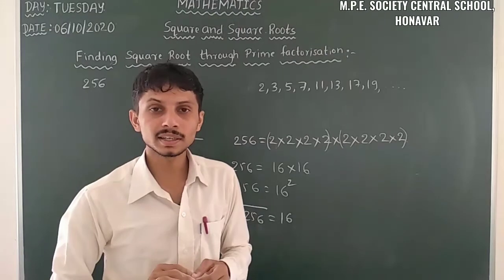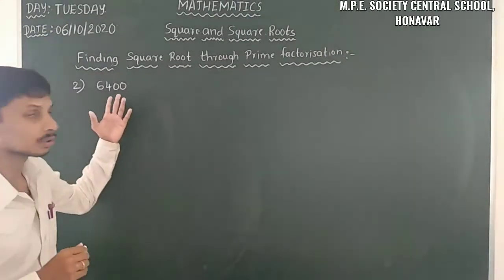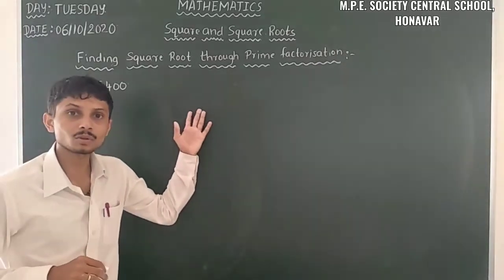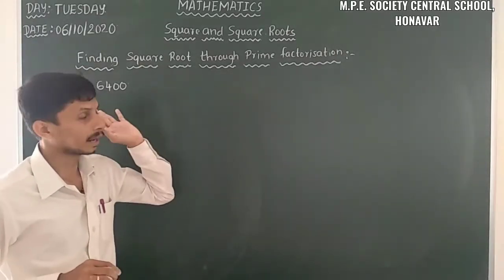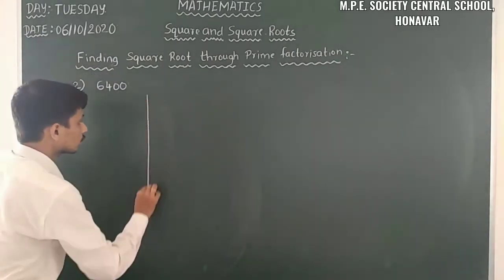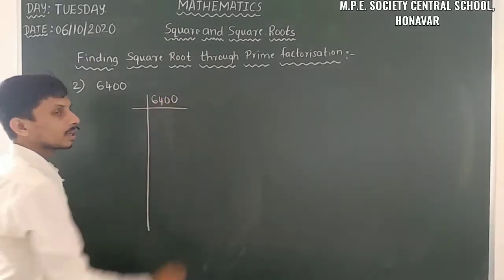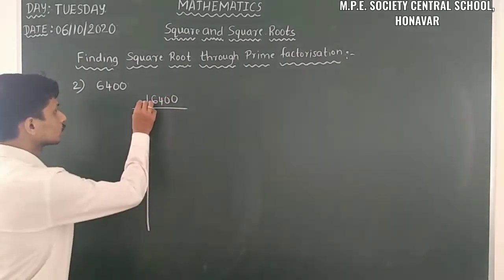So let us take the next example. Let us take the second problem, that is 6400. We have to find the square root of 6400 through prime factorization. So let us take the same procedure here. I will take 6400 like this. It's a very high number. So just take that one.